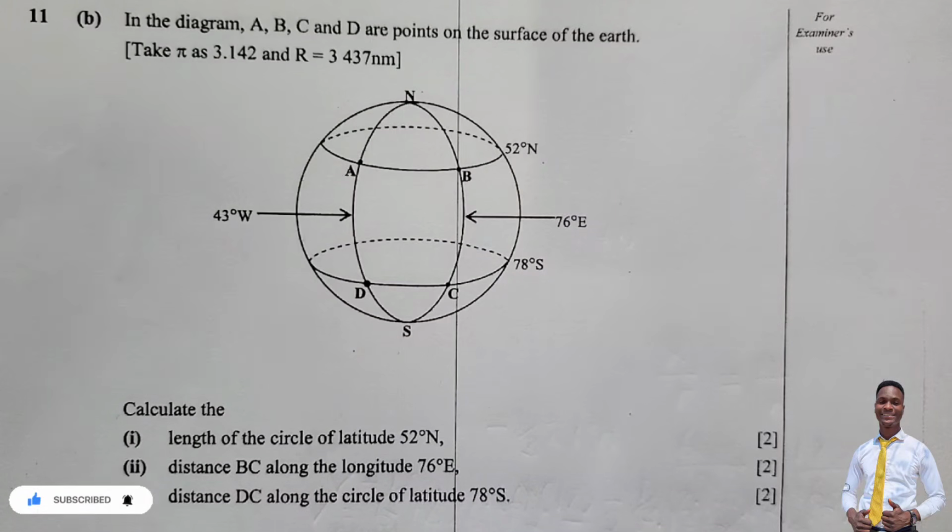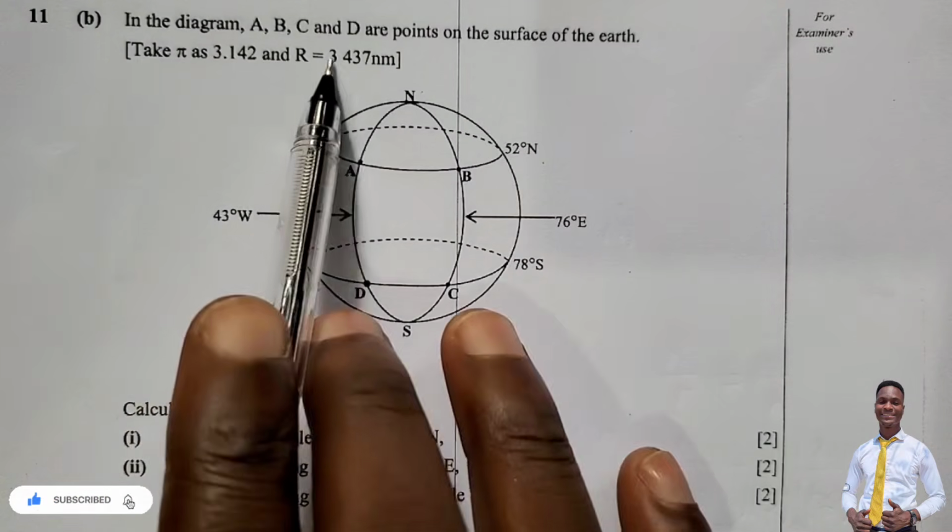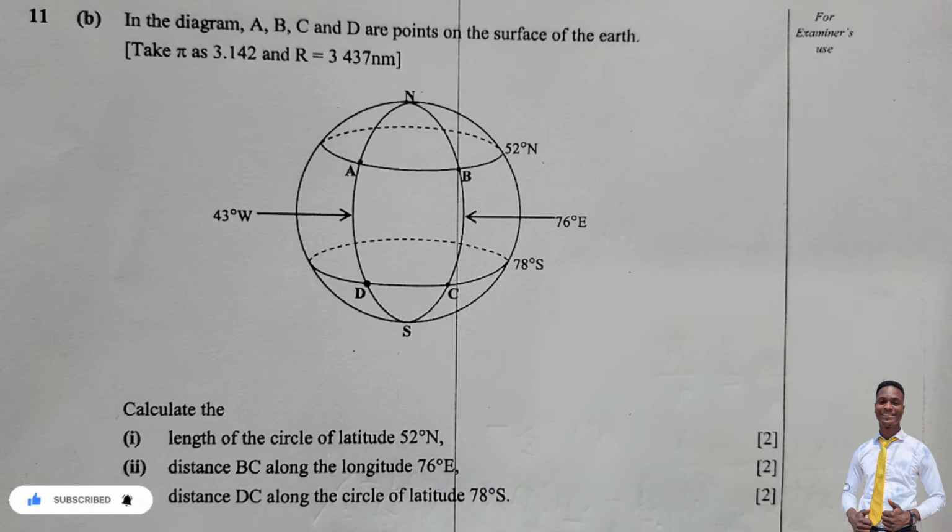All right. So it's saying in the diagram A, B, C, D are points on the surface of the earth. Take pi as 3.142 and radius 3437, which is just the 3437 nautical miles, the radius of the earth in nautical miles. The first question is saying calculate the length of the circle of latitude 52 degrees north.